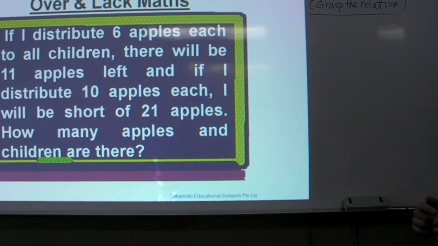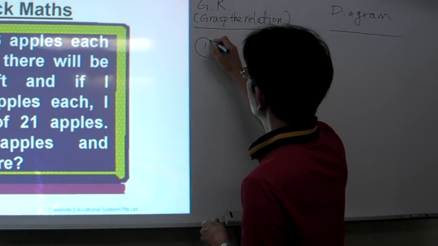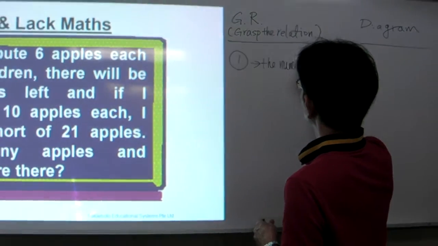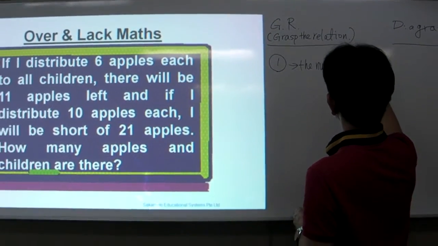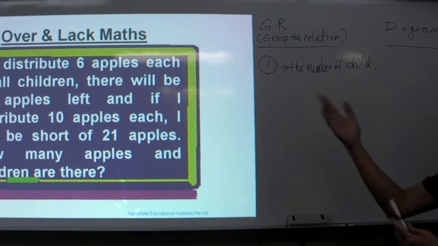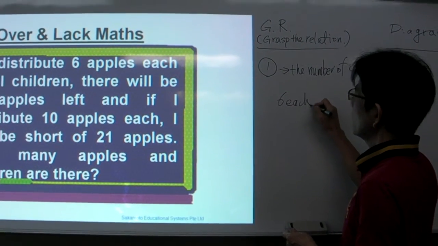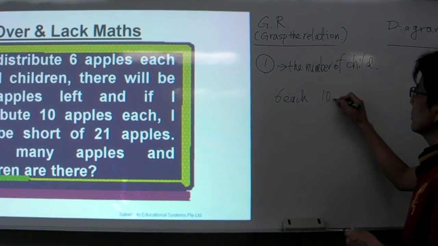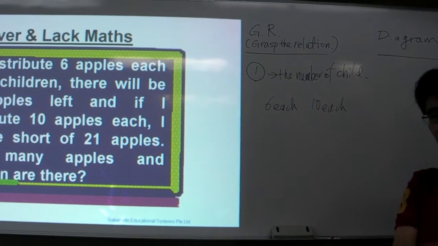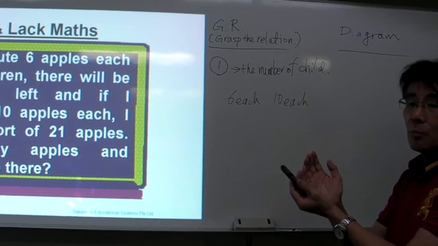So let's say unknown. Let one circle be the number of children. In this case, 2 ways are compared. One is I will give you 6 apples each. Another is I will give you 10 apples each. Just compare 2 cases. I give 6 apples to you, 6 apples to you, 6, 6, 6, and so on. Finally, 11 apples will be left in my hand.